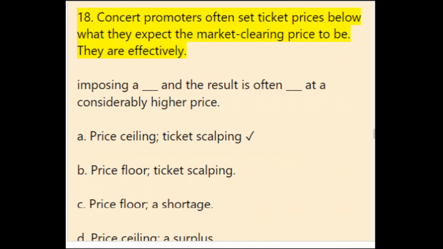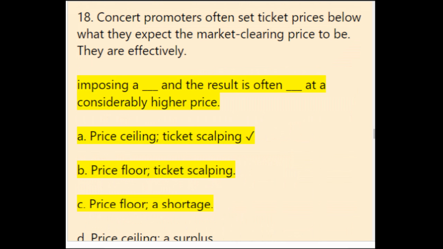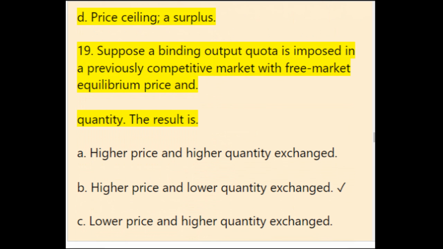18. Concert promoters often set ticket prices below what they expect the market clearing price to be. They are effectively imposing a, and the result is often ticket resale at a considerably higher price. A. Price ceiling, ticket scalping. B. Price floor, ticket scalping. C. Price floor, a shortage. D. Price ceiling, a surplus.